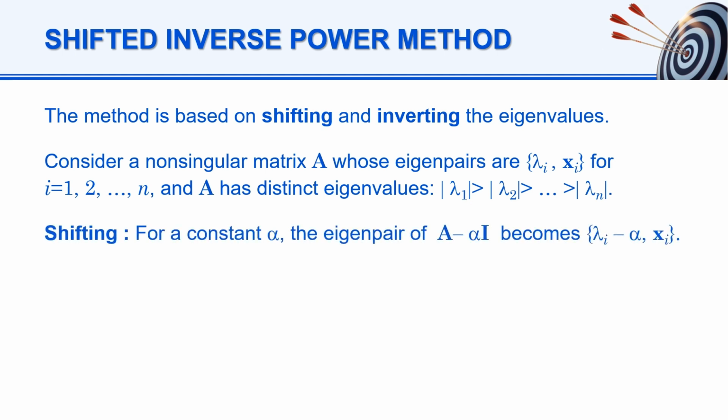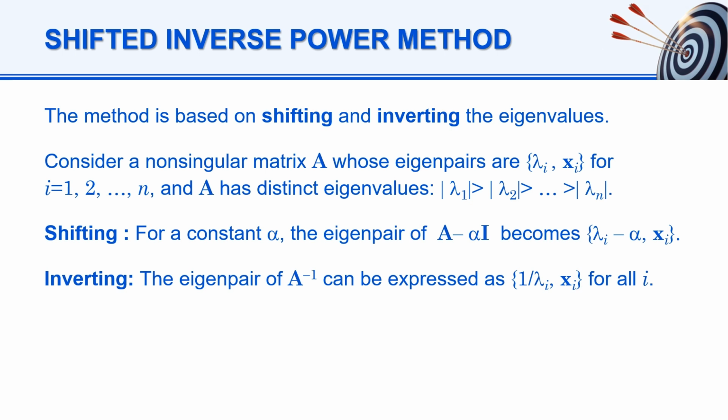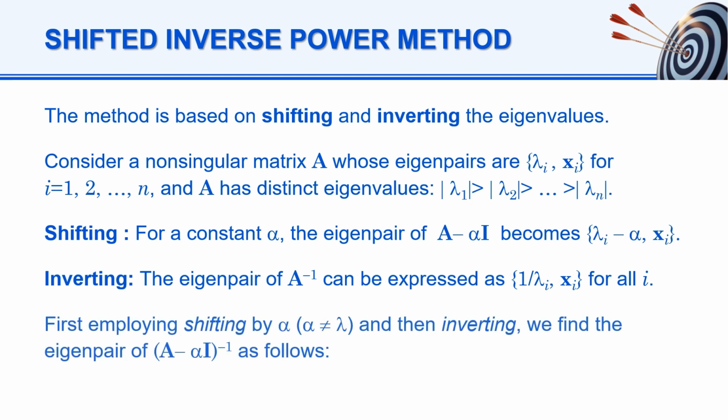Shifting, for a constant alpha, the eigenpair of matrix A minus alpha times I becomes lambda i minus alpha and xi. Inverting, the eigenpair of the inverse of matrix A can be expressed as 1 over lambda i and xi for all i. First employing shifting by alpha not equal to lambda, and then inverting, we find the eigenpair of the inverse of matrix A minus alpha times I as follows.